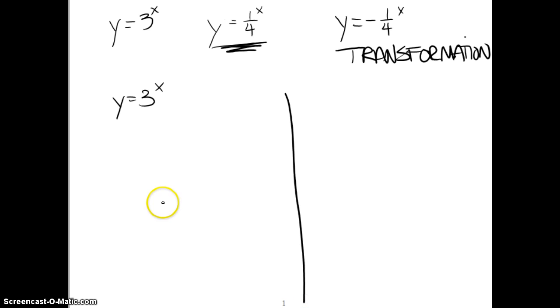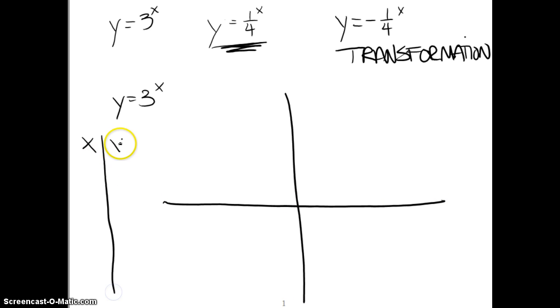And I start with my regular graph. And as always, we're going to do an XY chart. Start with -3 all the way down to 3. So I start. What's 3 to the -3? Well, 3 times 3 is 9. So 3 times 3 is 9, and then 9 times 3 is 27. And now, as we saw before, we're going to the -3rd.